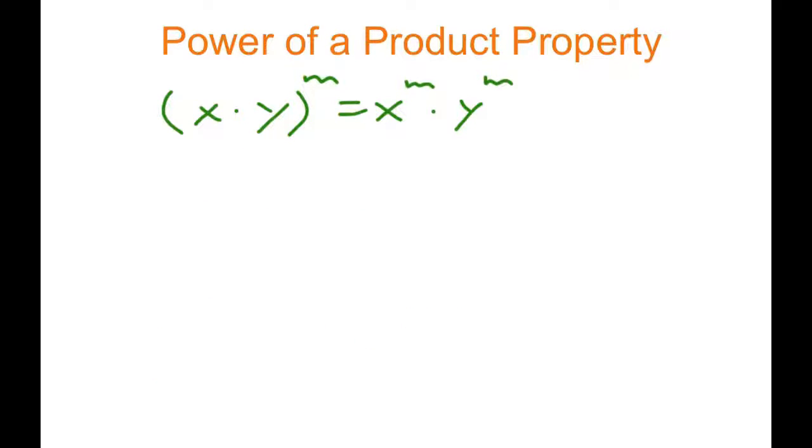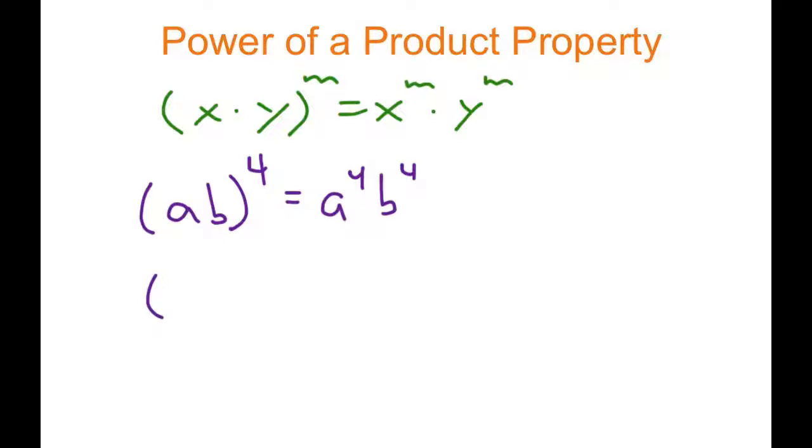Our last property is the power of a product property. So this time we have a product inside the parentheses, x times y, raised to a power m. When I do that, I can separate the two variables that were being multiplied, x and y, and then they get both raised to the m power. So an example of that would be, in parentheses, a times b raised to the fourth power. So that would be a to the fourth power and b to the fourth power. And there you go.